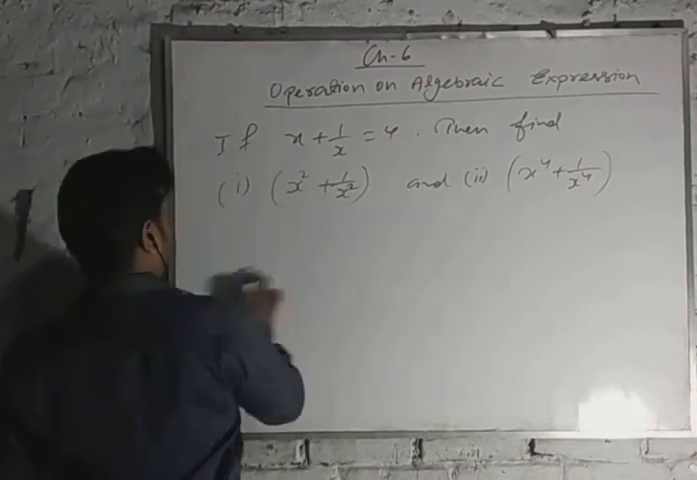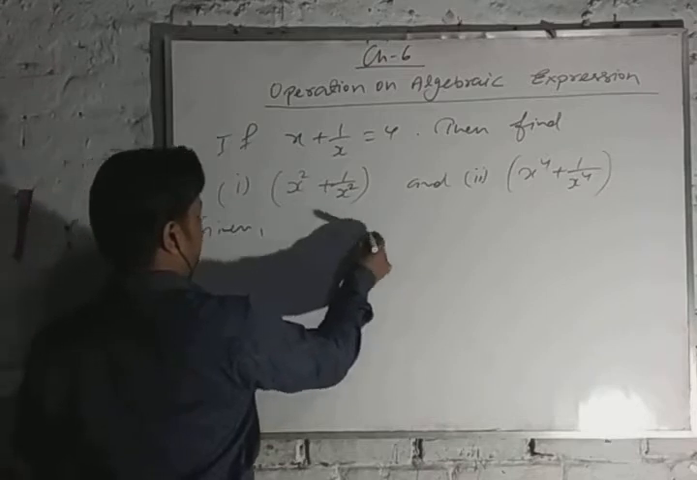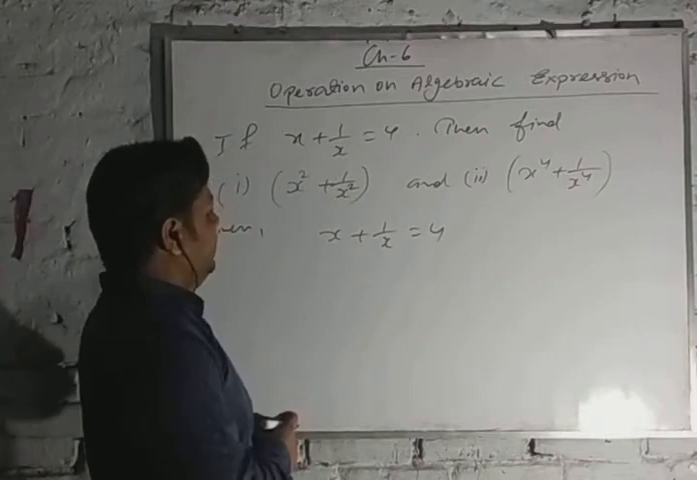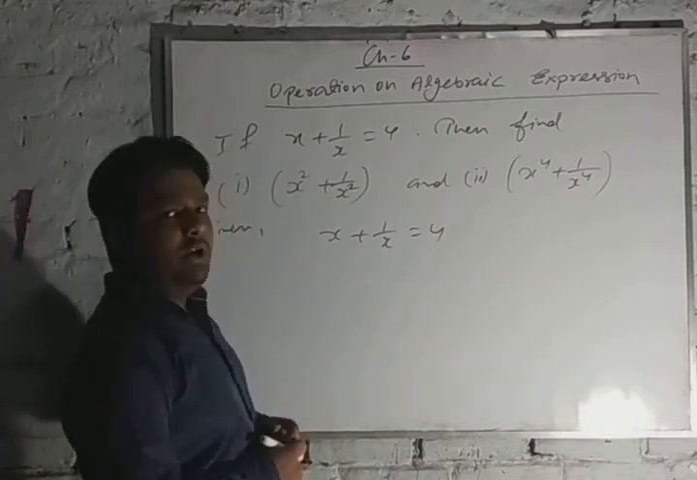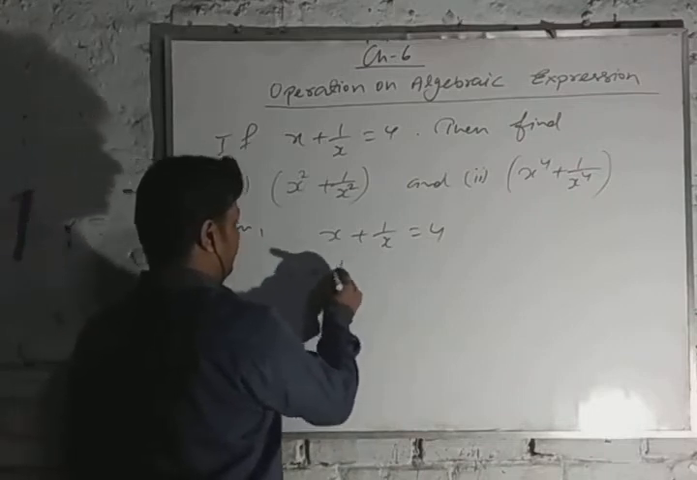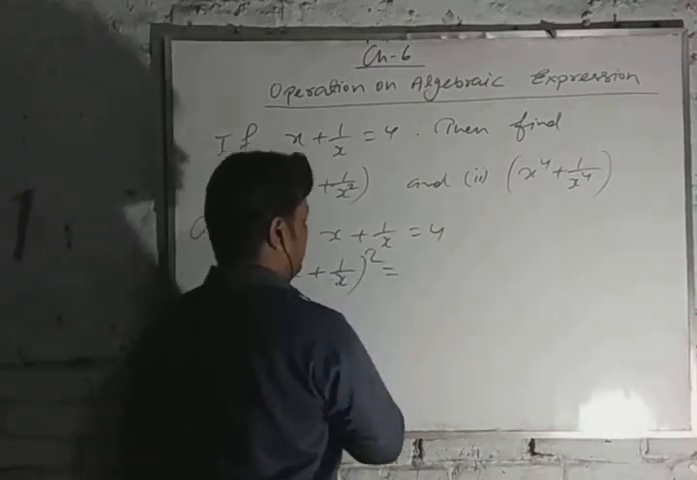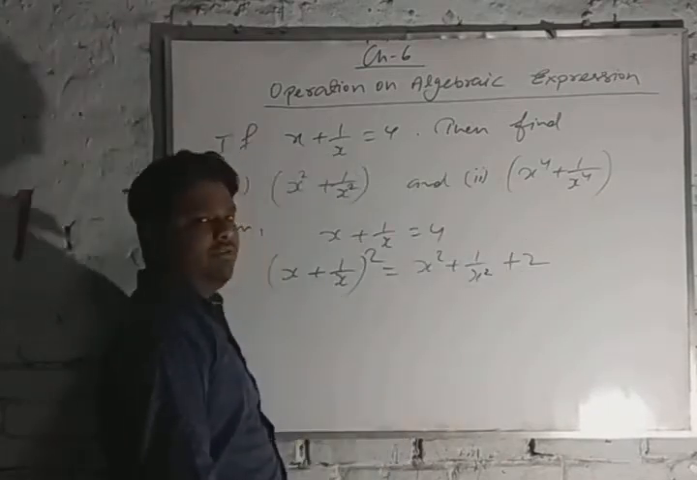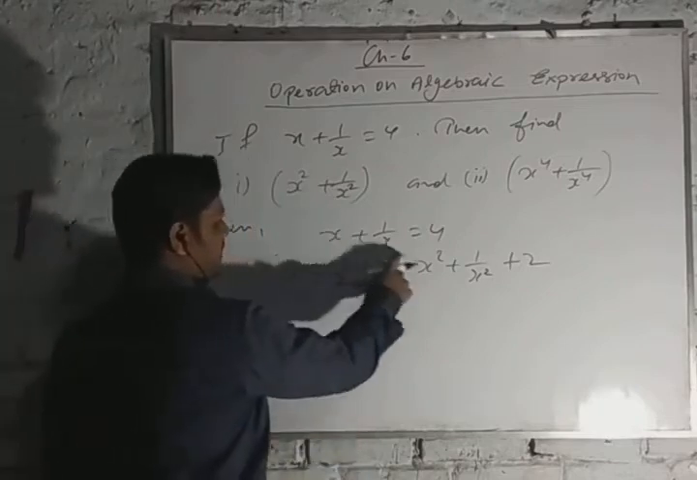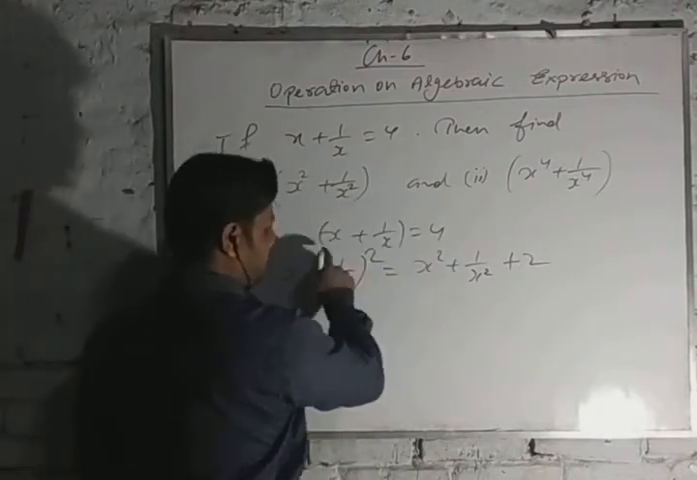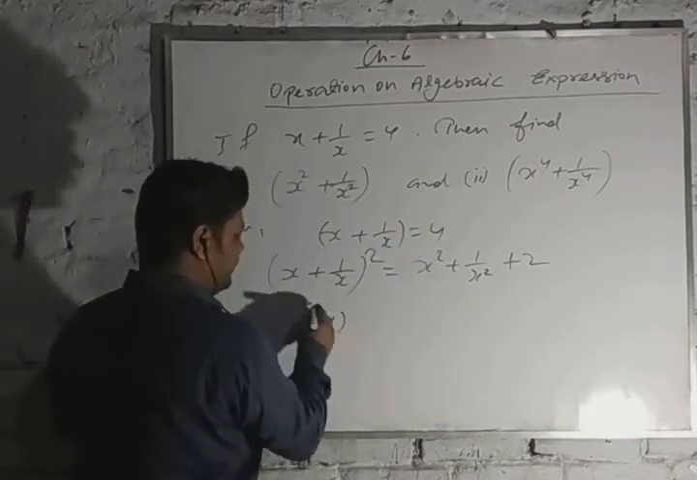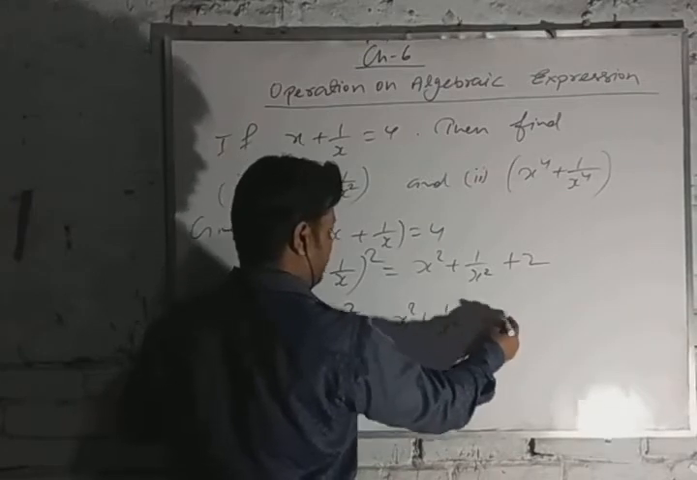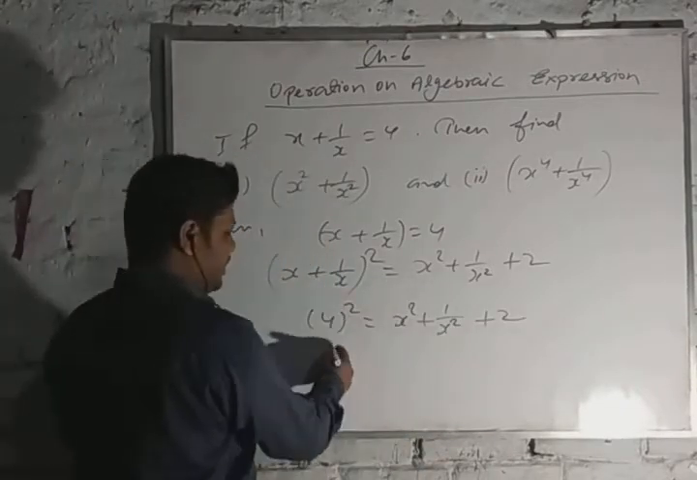At first, what is given? Given is x plus 1 by x is equal to 4. Now we can use the formula. What formula can we use? x plus 1 by x the whole square is equal to x square plus 1 by x square plus 2. That is the formula we can use. Now x plus 1 by x is equal to 4. It is the whole value, not the separate values. So directly we will put 4 the whole square, and here x square plus 1 by x square plus 2. Now 4 square is 16.